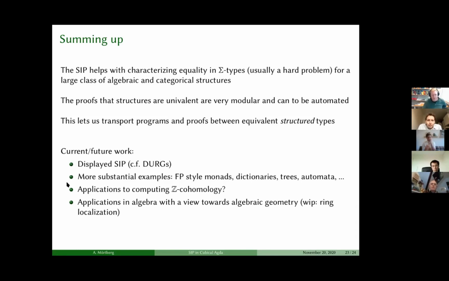You always want to do more examples, and maybe interestingly, my student Max is now working on applications in algebra with a view towards algebraic geometry. Right now he's doing ring localizations. All right, so that was it, and I'm happy to take some questions.